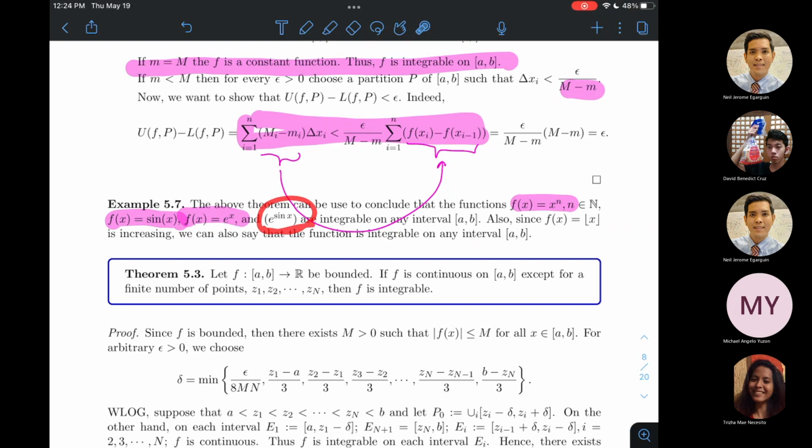Now, e to the sin x is integrable because it is the composition of two continuous functions. So continuous circle continuous ay continuous, continuous at saka bounded implies integrable sila sa closed interval [a, b]. And then moreover, this discontinuous function, yung floor function, alam natin discontinuous yan sa bawat isang integer. Na-prove na natin yan dati. Pero dahil increasing yan, so by the previous theorem, siya ay integrable din. Okay?